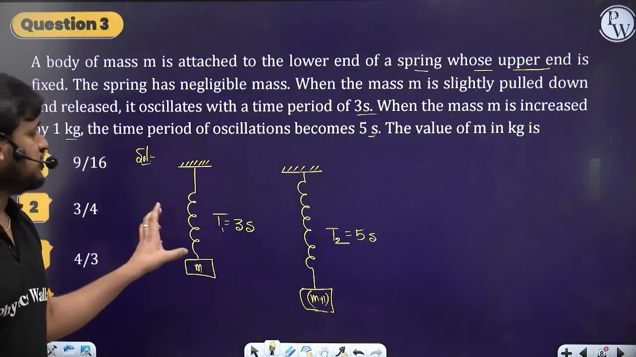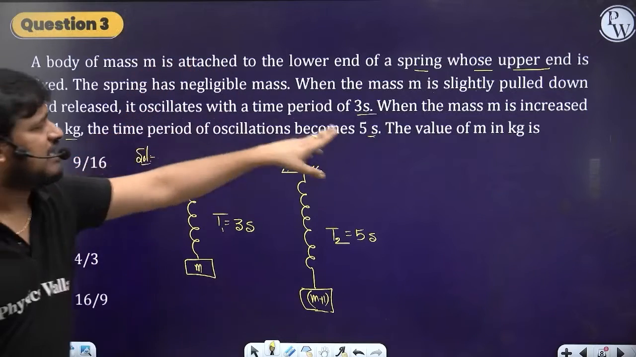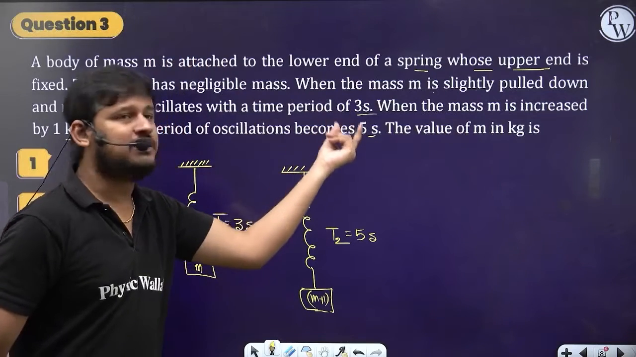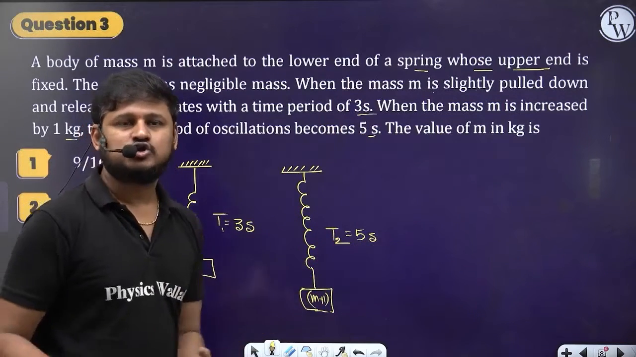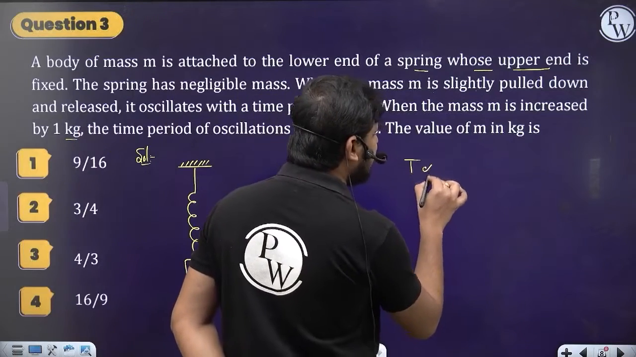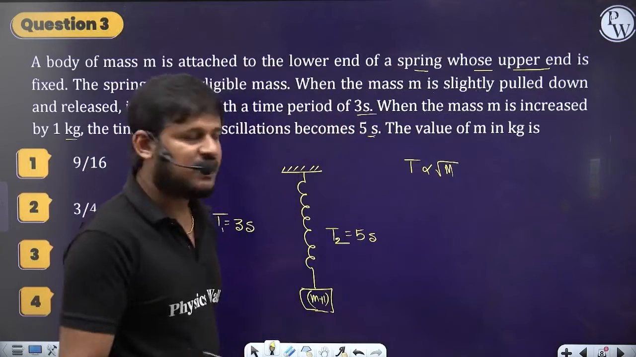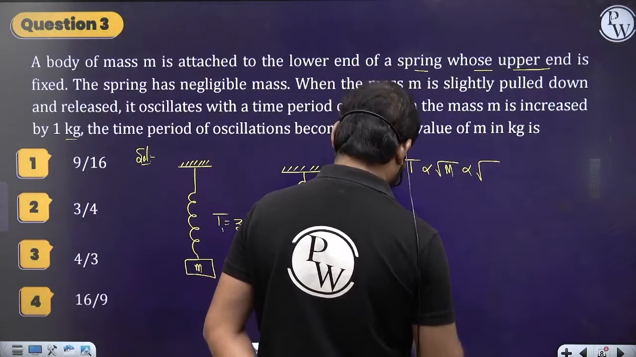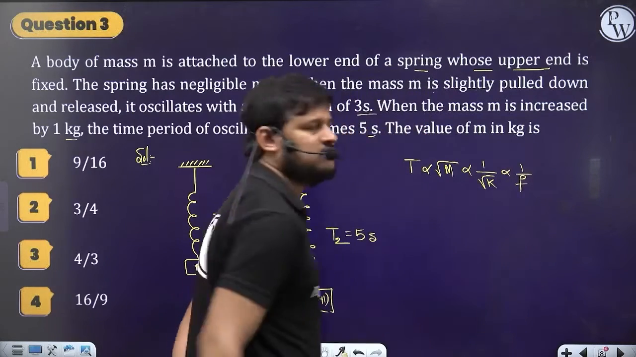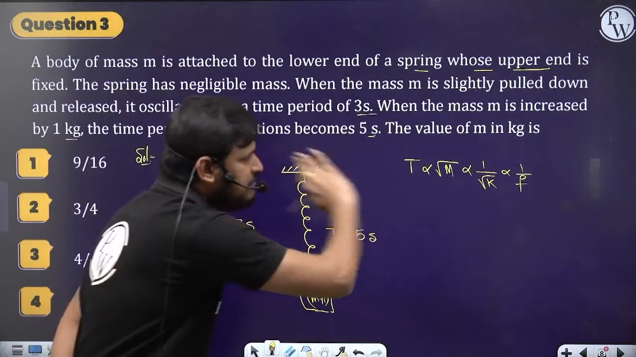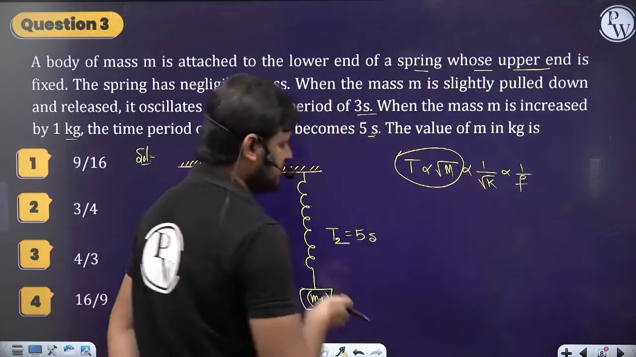Chalo. So we know the relation between the time period and the mass. In the question they are asking for the value of m. We know the time period in two cases: when the mass is m, and when the mass is m plus 1. What is the relation between the time period and mass? The time period is directly proportional to root m, which is inversely proportional to root k, which is inversely proportional to the frequency. You should keep this in your mind. Understood? Chalo. I need only this part for this particular question.